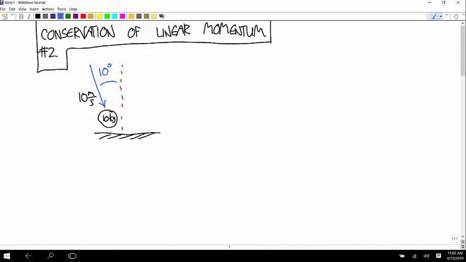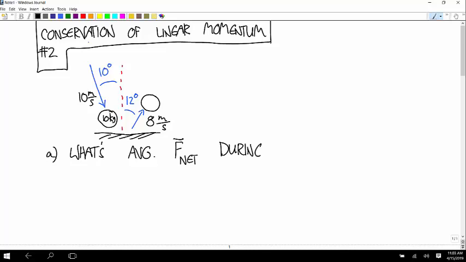And then after the collision, it has a speed of 8 meters per second, 12 degrees from vertical. So it bounces off like this. The speed now is 8 meters per second. It's lost a little bit of speed in the collision, and this angle is 12 degrees. What's the average net force during the collision? And second, what's the average contact force applied to the ball during the collision?